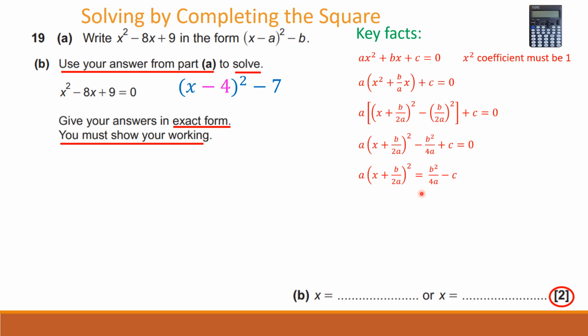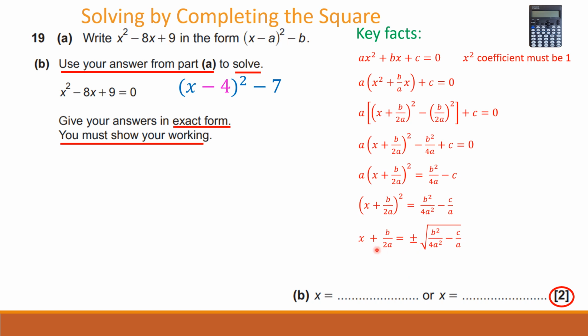So b squared divided by 4a divided by a will just be b squared over 4a squared, and then divided with c by a is just minus c over a. Now I need to get rid of this squared term. The opposite to the square is square root, so I'm going to take the square root of what was on the right hand side. Remember, when you take the square root, it is plus or minus the square root value.